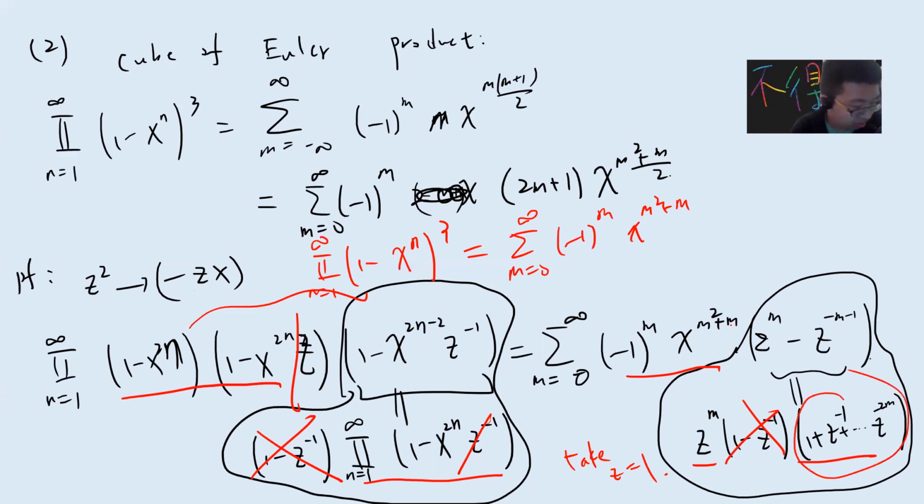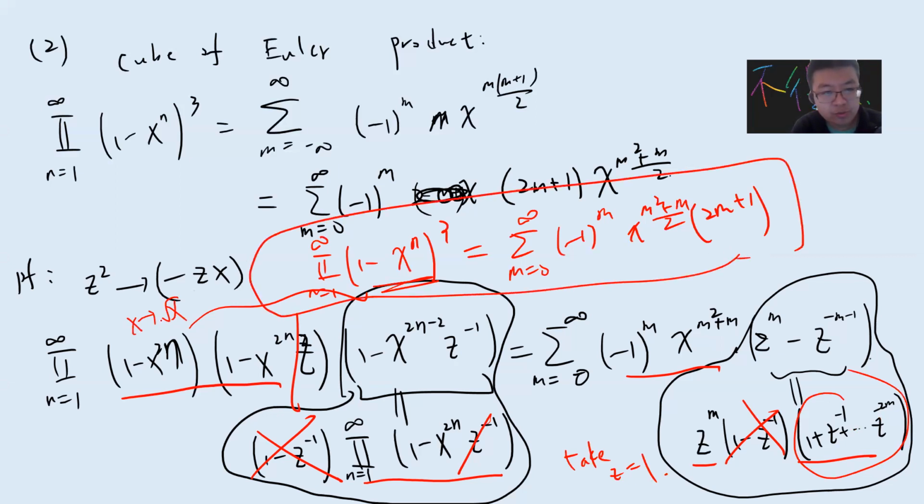And for this one, yeah, for this one you also need to replace x by the square root of x, because this is (1 - x^n). So this one you need to divide by 2, and for this one you are going 1 to 2m, right? So there are 2m + 1 terms, because this is 1 + z^-1 up to z^m. Okay, so that's it. So you finally just replace x by the square root of x, then you get this cube of Euler products. It's not difficult, just the calculation is a little bit tedious.